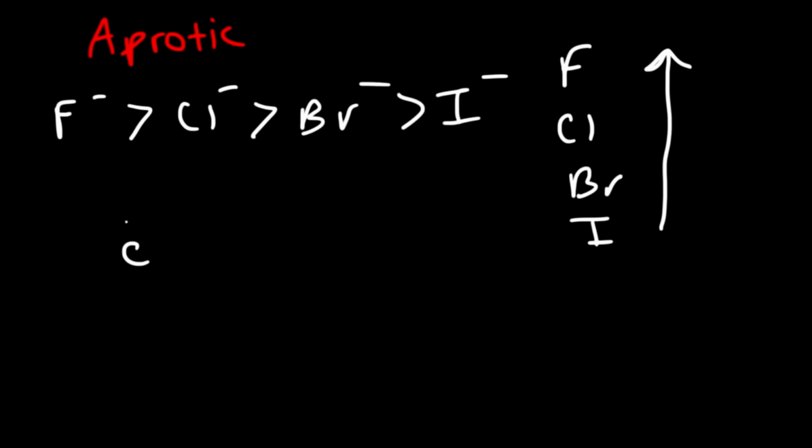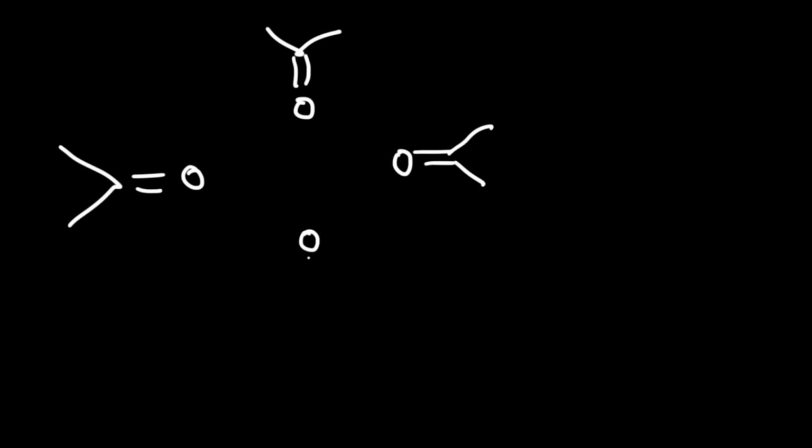So let's say acetone. That's a polar aprotic solvent. As you can see, there are no hydrogen bonds in acetone. And so if you were to dissolve, let's say, sodium fluoride in acetone, all of the acetone molecules will orient themselves towards, let me draw this better. All of these acetone molecules will orient themselves towards the sodium cation.